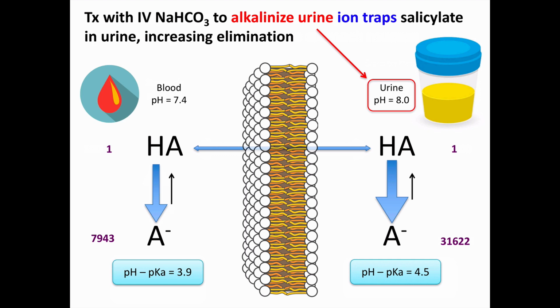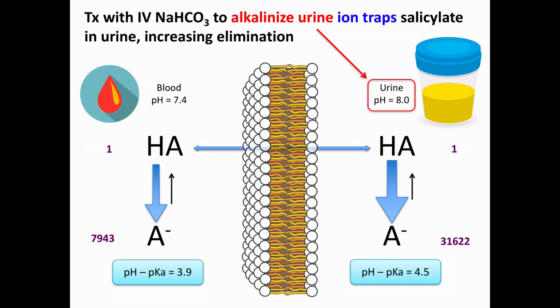However, we can manipulate the pH of some body fluid compartments pharmacologically. If we treat the patient with intravenous sodium bicarbonate, the bicarb will be filtered in the kidneys and alkalinize the urine. On the previous slide, most of the acetylsalicylate ion remained in the blood because the blood pH was further from the aspirin's pKa than the urinary pH. But now that the urine pH was increased above the blood pH, the aspirin will become ion trapped instead in the urine. This is going to greatly increase the renal elimination of aspirin, and it's a primary treatment strategy used to treat aspirin overdose.